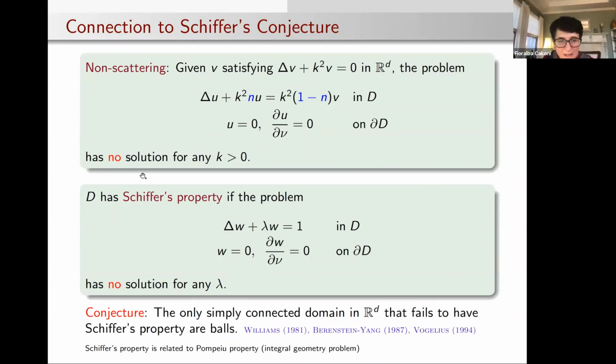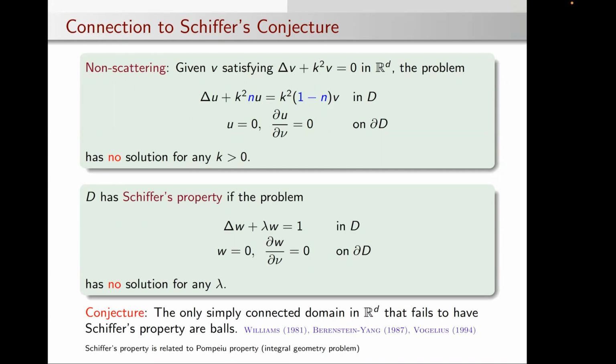Yes, and actually this is where we were inspired. For example, Lipschitz boundaries. Our approach follows the work by Williams, and Schiffer's property is equivalent to Pompeiu's property. He showed that if the boundary is Lipschitz, then the Schiffer's property is satisfied. I see. Thank you. So if it's not regular enough, then yes. But it's interesting to know whether, for analytic boundaries, there are analytic domains for which Schiffer's property fails. And this is not known, to my knowledge. Okay, right. Thank you.